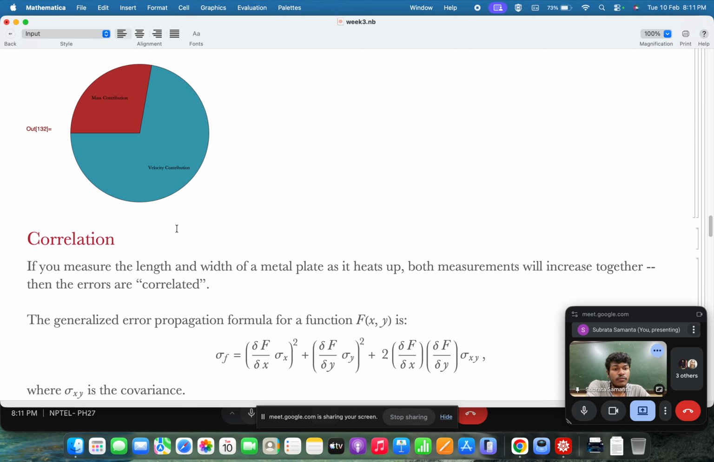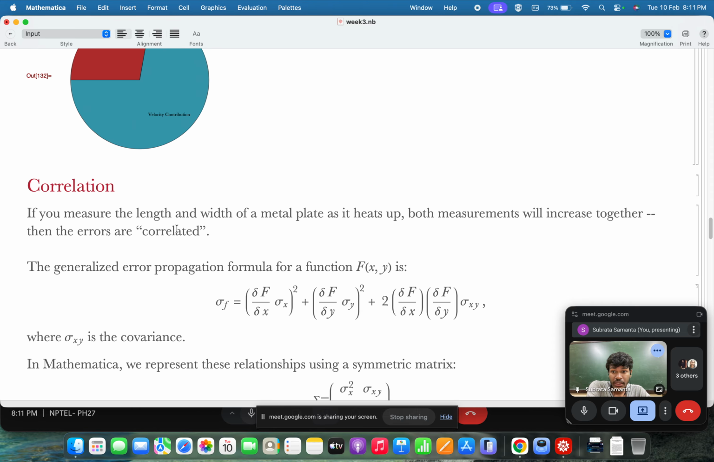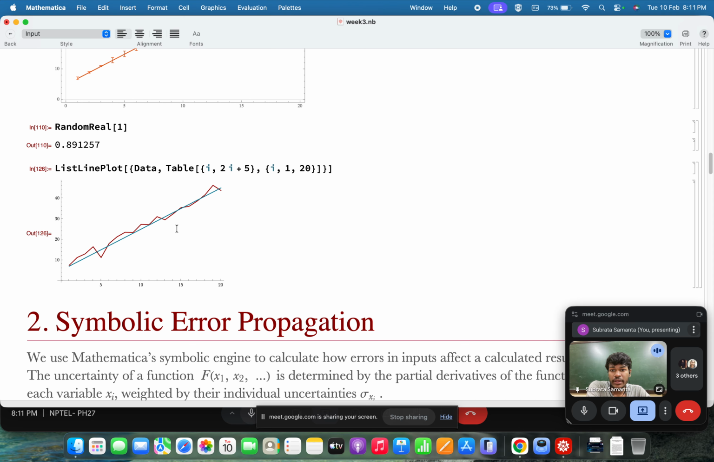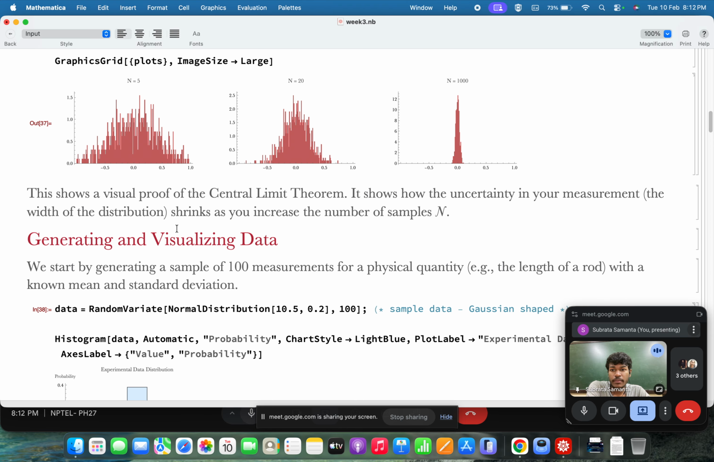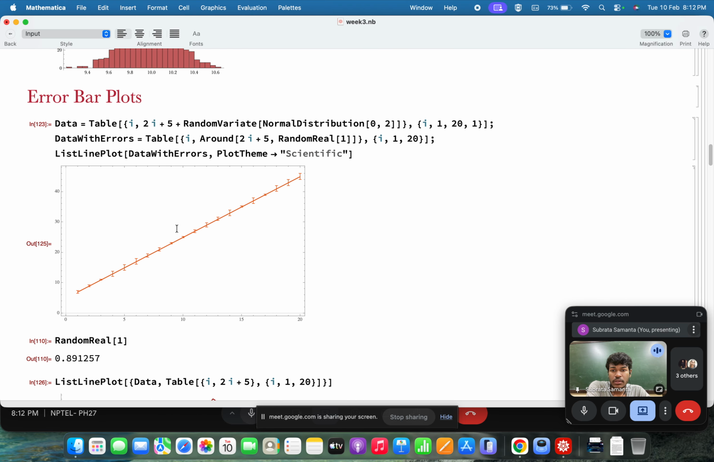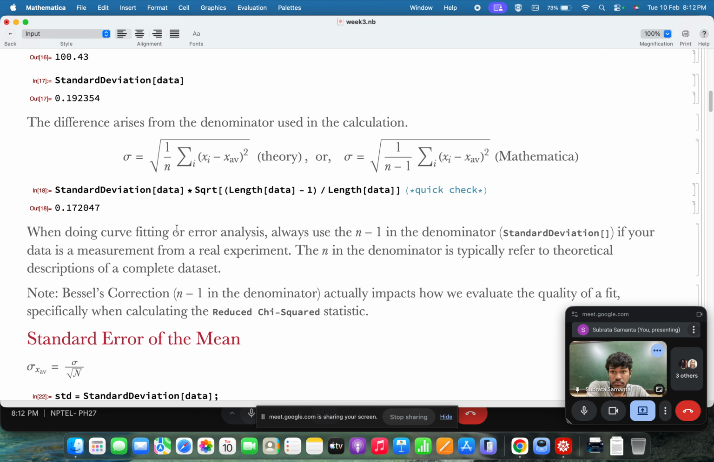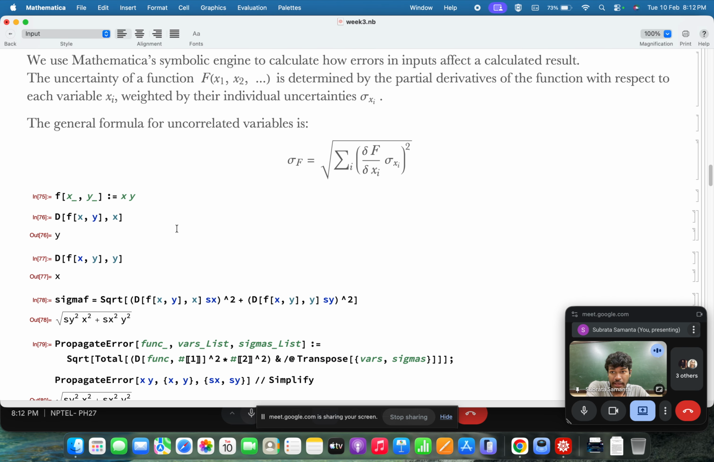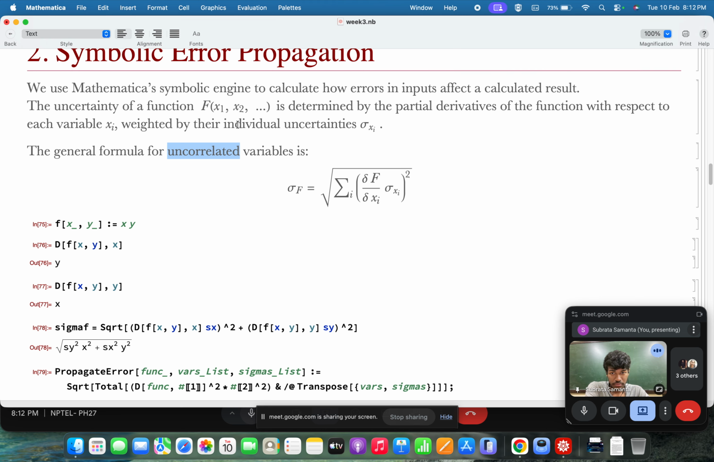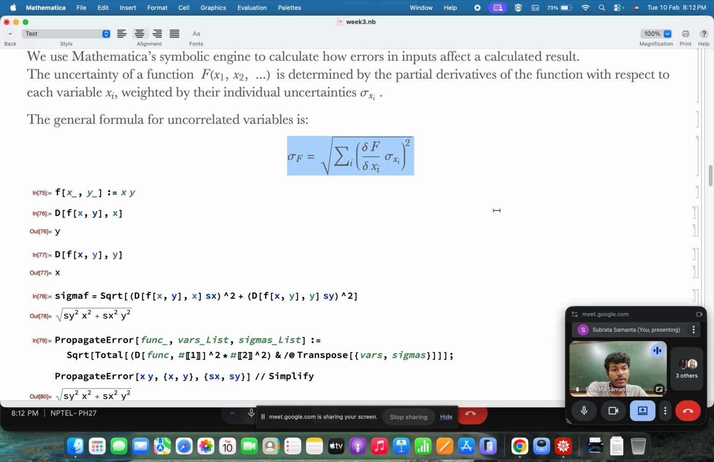So next I will discuss correlations. Previously, when I defined the error propagation, if you remember correctly, here, I already told you that this is the uncorrelated case. So now I discuss the correlated one. This is the formula when the variables x1 and x2, the input variables, are not correlated. Now I will discuss when these variables are correlated.